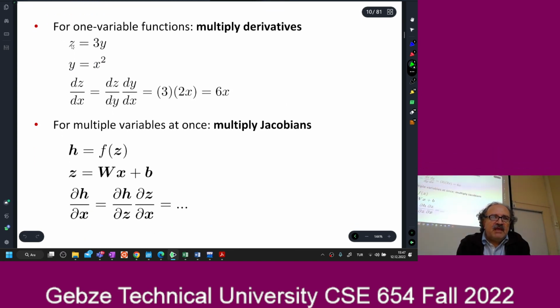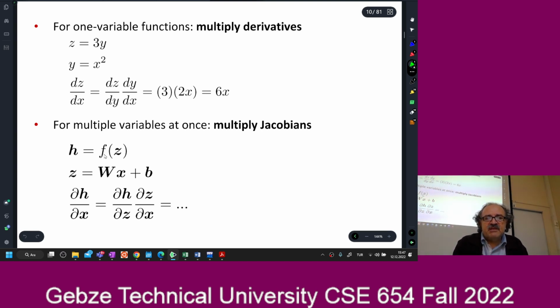If we have this one, z is equal to 3y, y is equal to x squared. If I take the derivative of z with respect to x, well, you don't see any x's in here, but y is dependent on x. So this is what you do. Derivative of z with respect to y times derivative of y with respect to x. This is how they teach you, right? For the calculus class, and this will be the result.